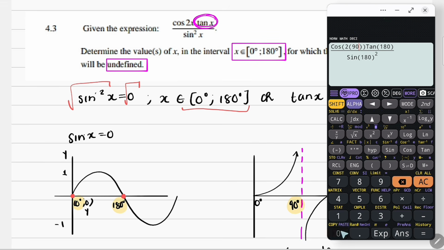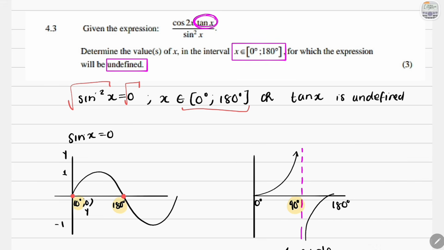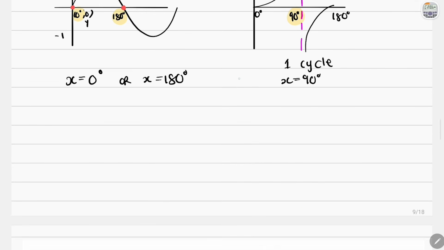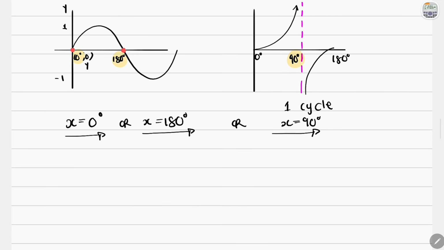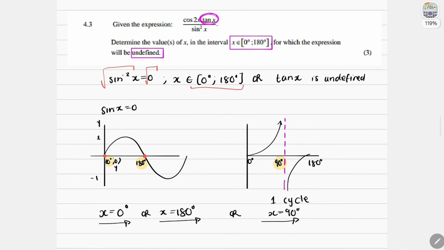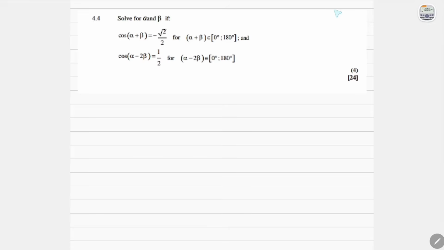Now try 90 degrees. If I just put 90 degrees here and 90 degrees here, it looks okay. It's like, oh, it's 0, it's fine. But then once you make that equal to 90 degrees, you see what happens: complex infinity. Because of that, there's an asymptote, and that's the reason why it's still undefined at the end of the day. So our three solutions are x equals 0 degrees, x equals 180 degrees, or x equals 90 degrees. That is our answer. Moving on to the next question.